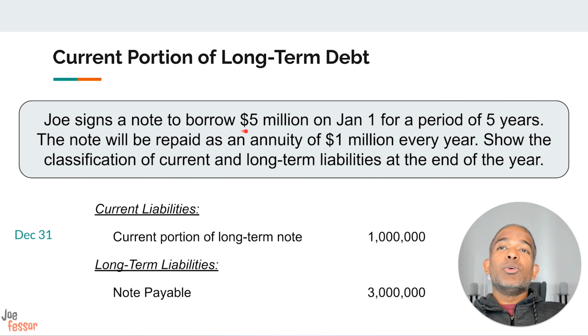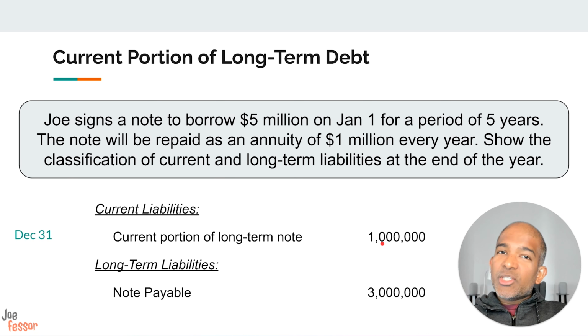Joe signs a note to borrow $5 million on the 1st of January for a period of 5 years. The note will be repaid as an annuity of $1 million every year. Show the classification of current and long-term liabilities at the end of the year.